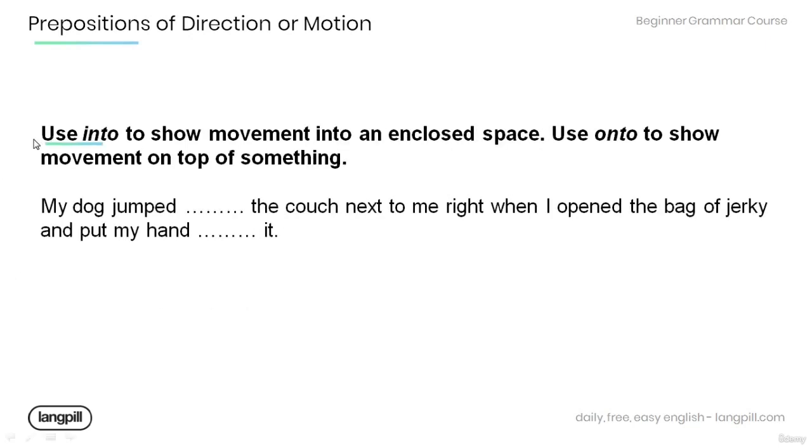Also remember that we use into to show movement into an enclosed space, while we use onto to show movement on top of something. Read the following text and fill in the blanks with into or onto. My dog jumped onto the couch next to me right when I opened the bag of jerky and put my hand into it.